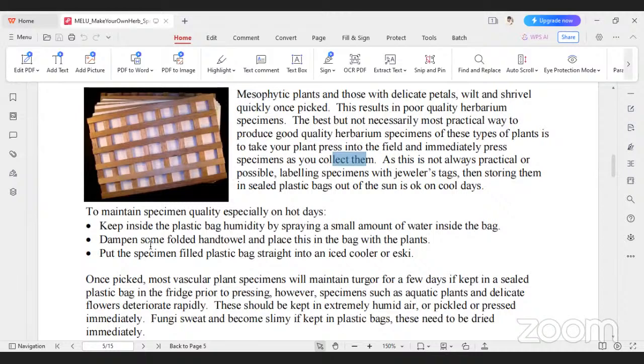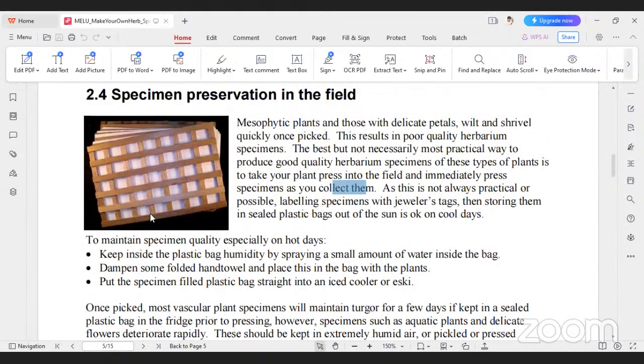To maintain the specimen quality, especially, keep the humidity inside the plastic bag by spraying a small amount of water inside the bag. Dampen some folded hand towels and place them in the bag with the plant. Put the specimen-filled plastic bag in a cooler, like this. After that, press it like this.